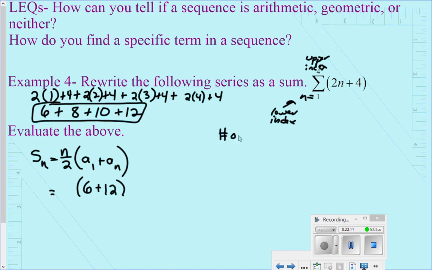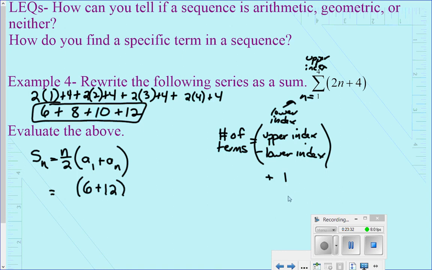The number of terms equals the upper index minus the lower index. And after I do that, I add 1. So 4 minus 1 is 3, plus 1 is 4. There are 4 terms. So that's how I know it's S sub 4. Again, not always going to be quite this easy that I can just count.